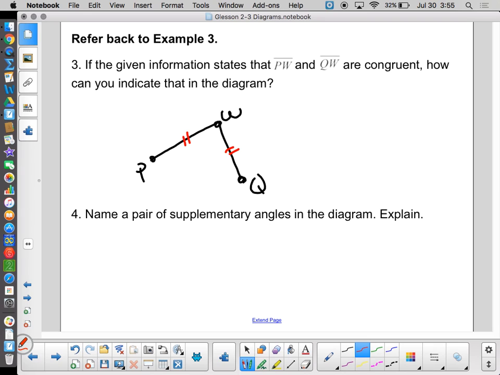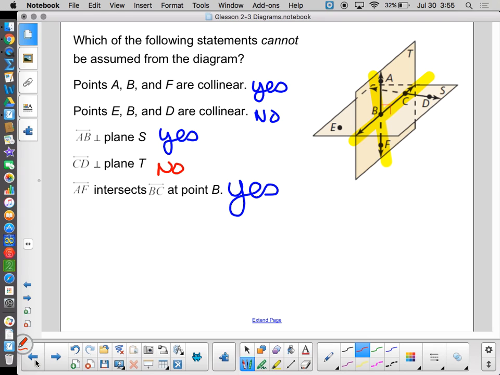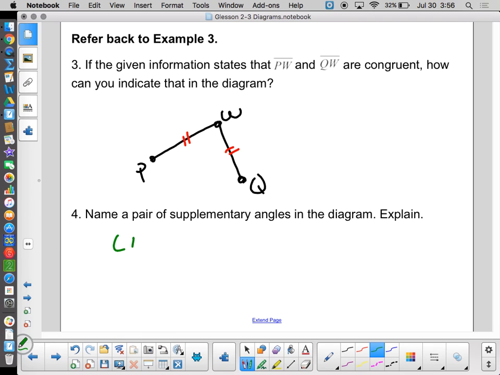A pair of supplementary angles in a diagram. Well, if we look back to this diagram, what would be a pair of angles that are supplementary? Supplementary means we have to know they add up to 180. So not having a whole lot of choices here, I could say ABC and CBF, because they form a straight line, are supplementary angles. And I can assume that because we can assume that a line that appears to be straight and is drawn straight is straight. So angle ABC and angle CBF.